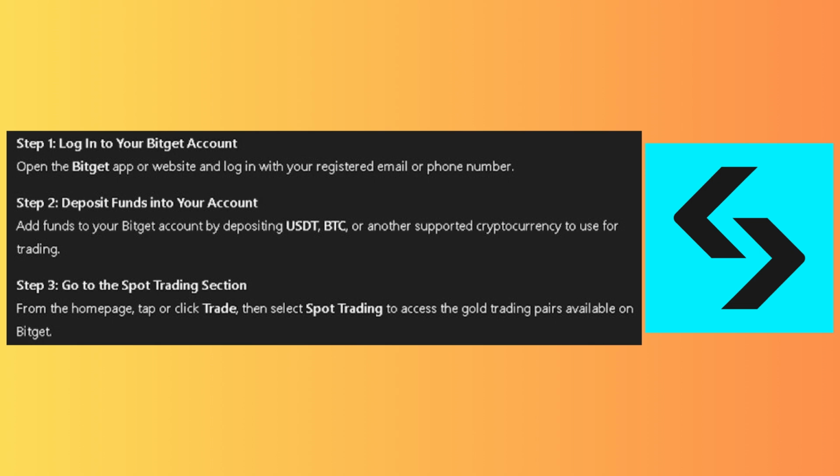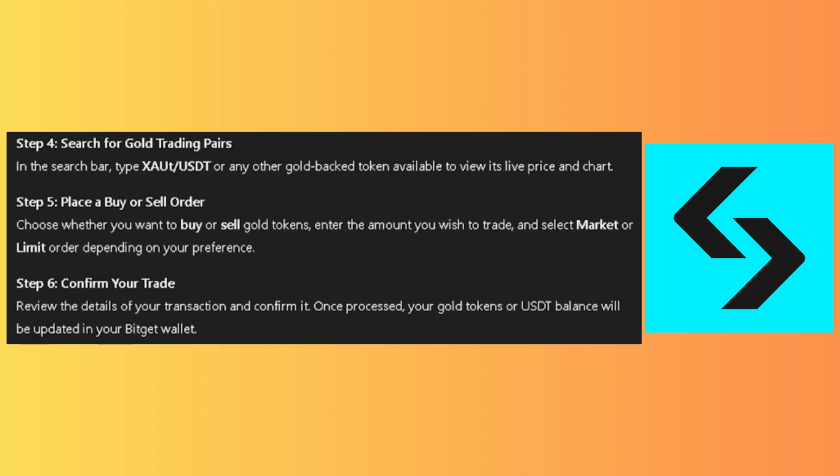Go to the spot trading section. From the homepage, tap or click on Trade, then select Spot Trading to access the gold trading pairs available on Bitget. Search for the gold trading pairs. In the search bar, type XAU/USDT or any other gold-backed token available to view its live price and chart.